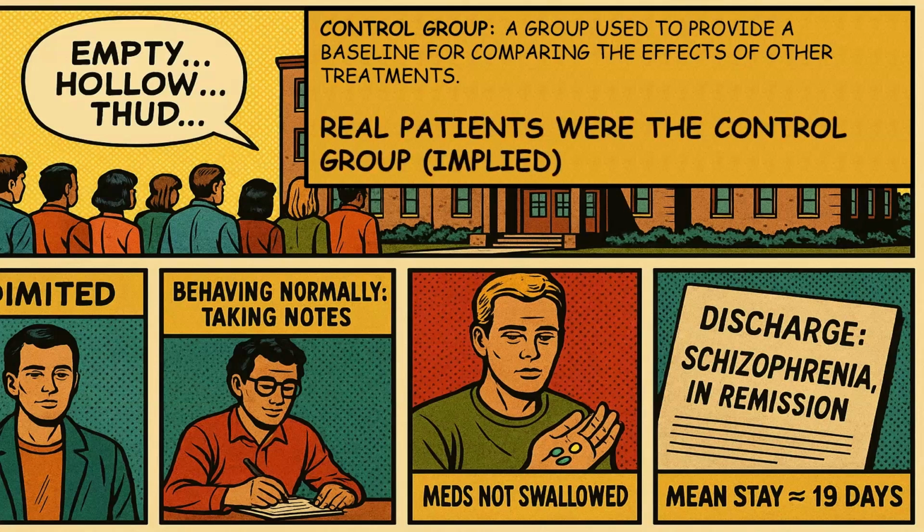But in this case, the real patients were the control group, and that was implied. So they were comparing how their patients were treated to the actual real patients that were admitted. How long was it before their patients were discharged compared to the actual real patients in that psychiatric hospital? What were the final diagnoses of their pseudo patients compared to the actual real patients and their final diagnoses? So in this case, the treatment of the pseudo patients was compared to the control group, and those were the actual real patients.